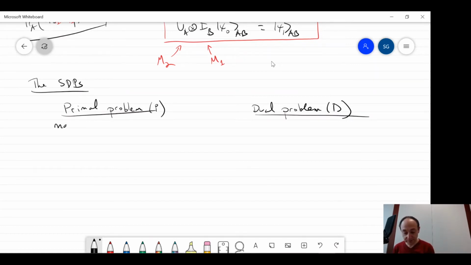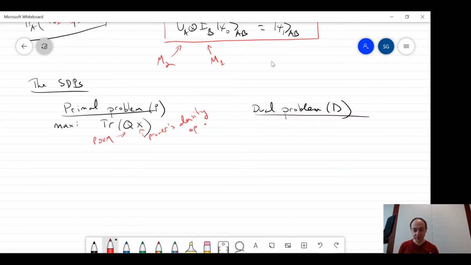Okay, so what are we doing? Well, of course, we want to maximize the acceptance probability, so we maximize trace of Q times X. Remember, this is the POVM, and this is the prover's density operator. I suppose this is why in the notes I decided to keep using Merlin and Arthur, because now I'm using P for primal. But I'll be stubborn and keep using P for both primal and prover, unless it really gets to me, in which case I'll switch to Arthur Merlin. I'll try to make the context clear. So we're trying to maximize this overlap.